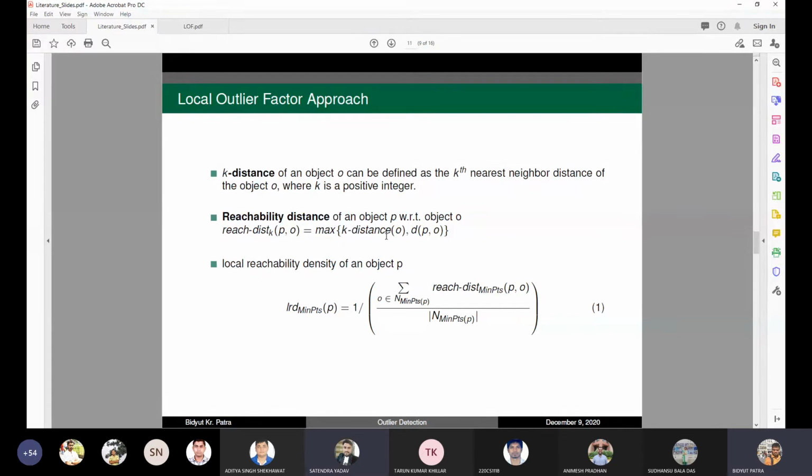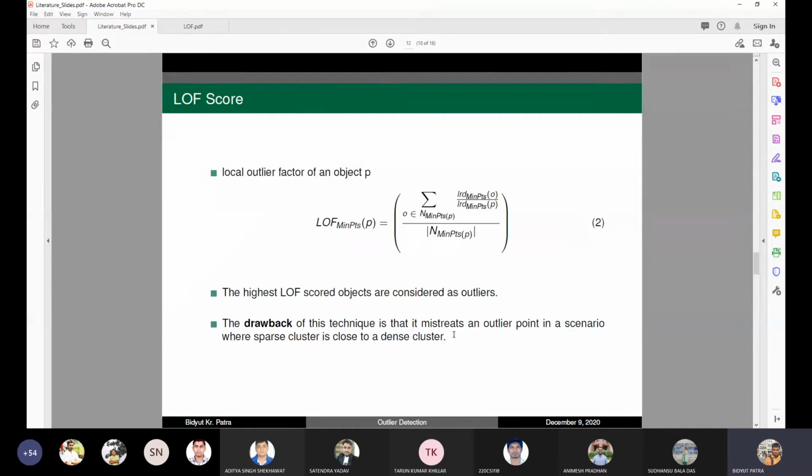Okay, great. So the local reachability density of an object P is defined as 1 by the reach dist of P, as I said. So you will get the local reachability density of the point. Now I am moving to the next slide, where I am talking from the slide, not from the PDF, that paper. Now we define the LOF score.